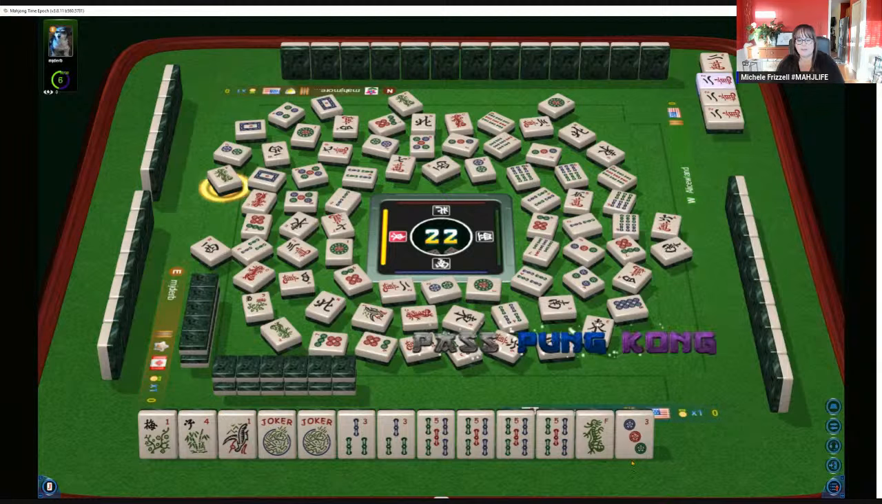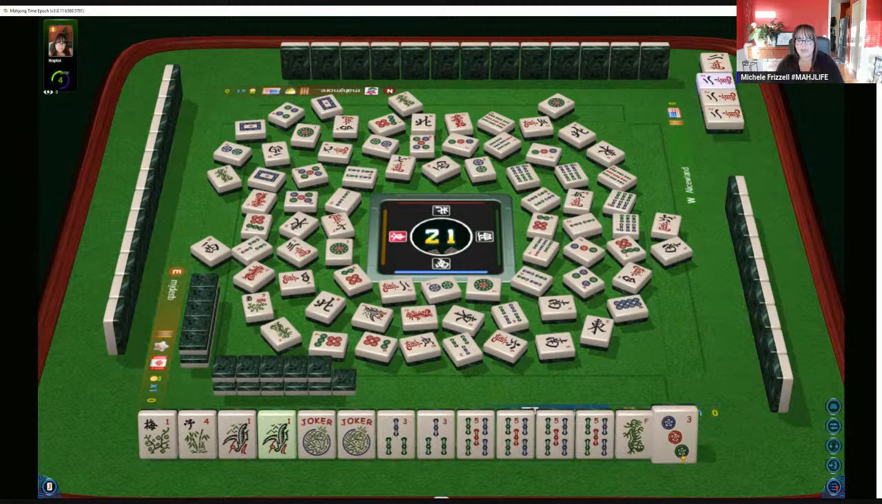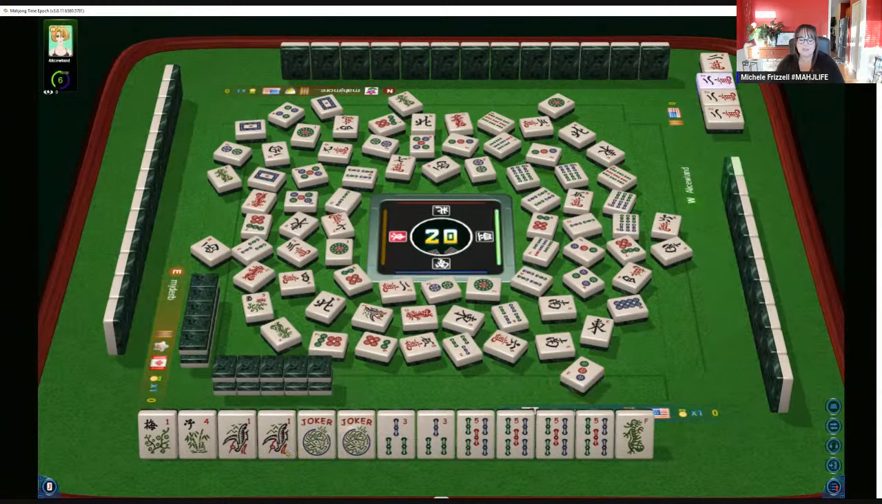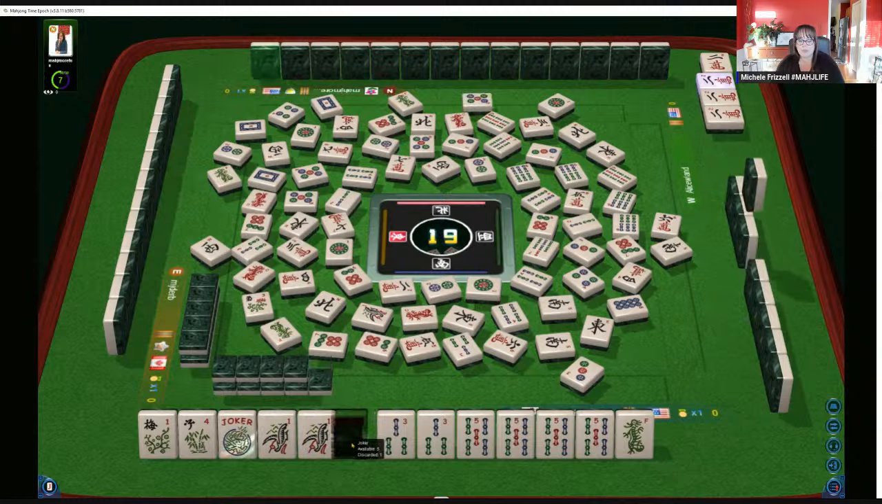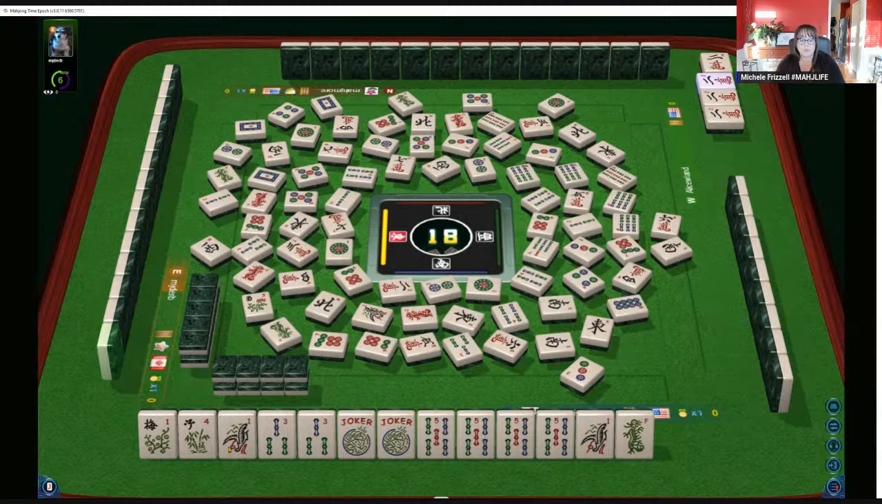Green dragon. There it is. So we fold. Oh, that is such a drag. We just got ready to win. Oh, that's painful. Shoot. All right. Well, we came a long, long way on this one. Two bamboos. I mean, we could still win if we draw two jokers, but I doubt that's going to happen.